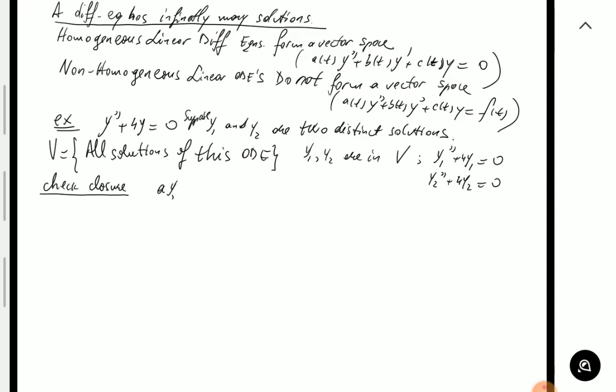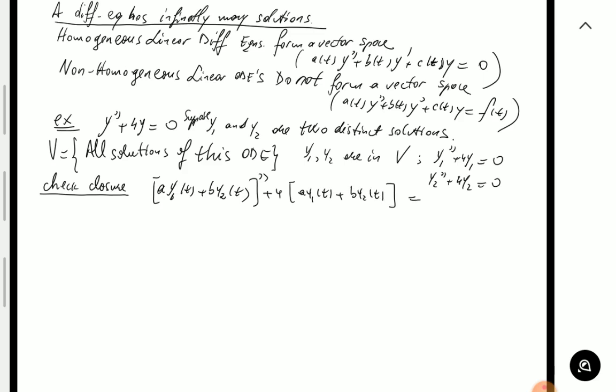So I take some constants, a y1 of t plus b y2 of t. Remember, sometimes we don't write of t, just for convenience; we understand that y1 and y2 depend on t. So let's plug it into the very same differential equation.